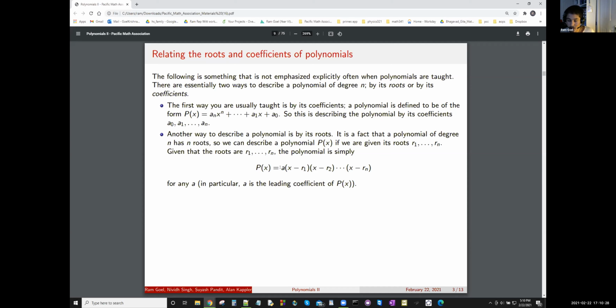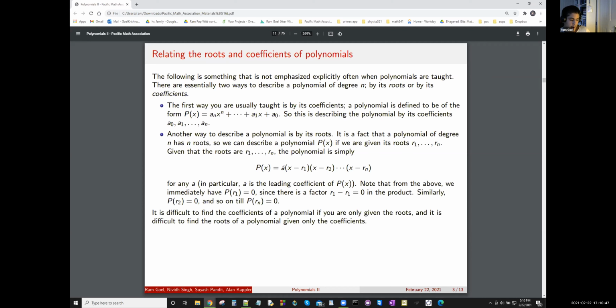It can be anything that we want, and this polynomial will still satisfy the fact that p of r sub 1 is 0, p of r sub 2 is 0, and so on, no matter what this leading coefficient is. So this is another way to describe polynomials. This relation is going to be very important.